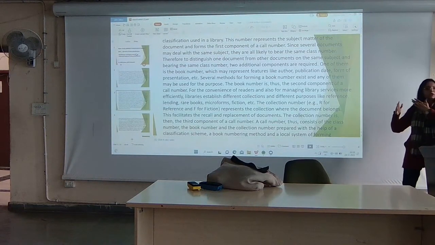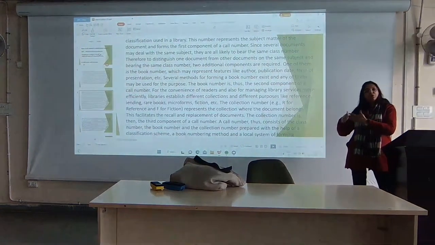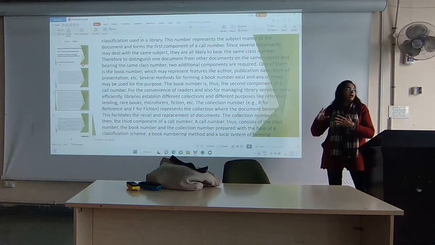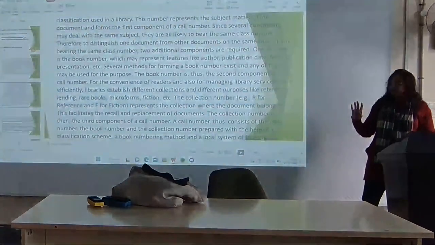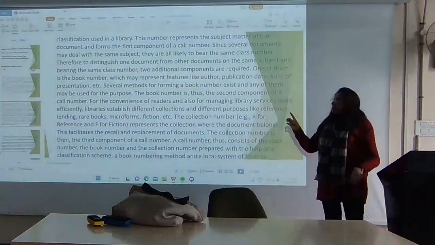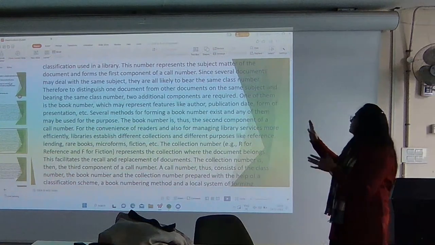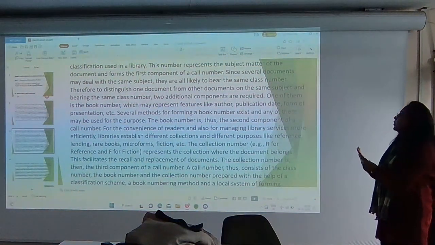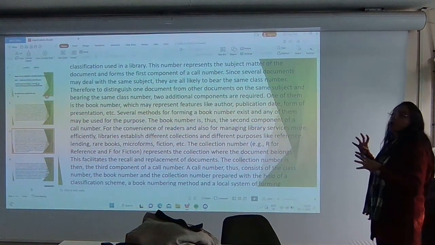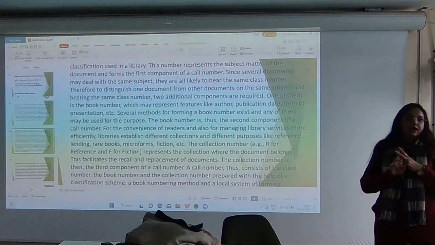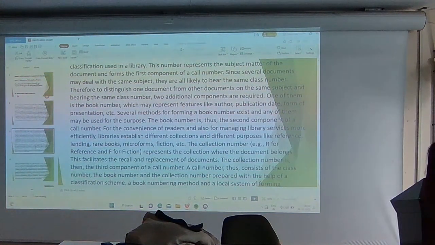The more you go into the details, the more you read it, the more you would be able to do it through the practical approaches. All right, so here you can see that the number represents the subject matter of the document and forms the component of a call number. So there is classification number, call number, book number. All right. So here you can see, to distinguish one document from the other document on the same subject.